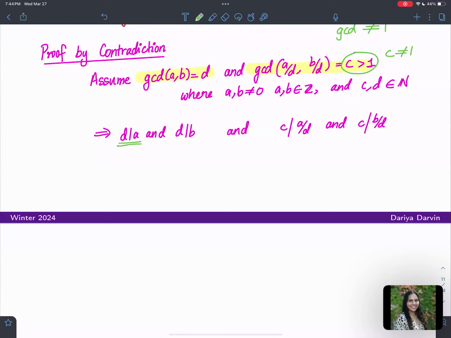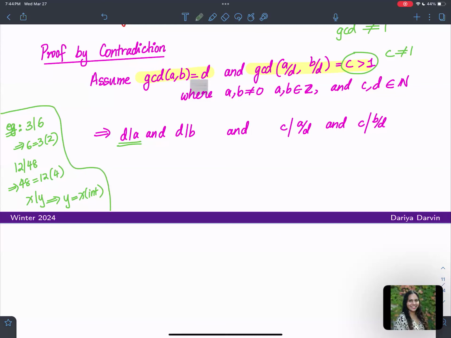So this symbol here, what that means, example. Everything in green is explanation, by the way. 3 divides 6. This means 6 equals 3 times 2. 12 divides 48. This means 48 is 12 times 4. So in general, if you have x divides y, this means y equals x times an integer. That's the symbol's meaning. Don't forget that aside. I'm going to use that here, okay?